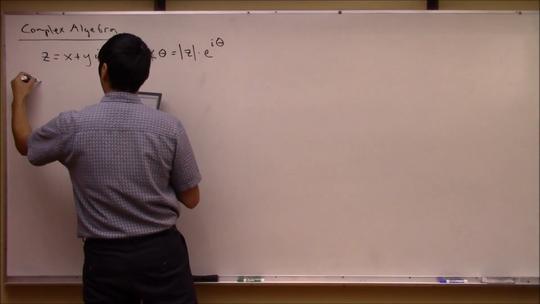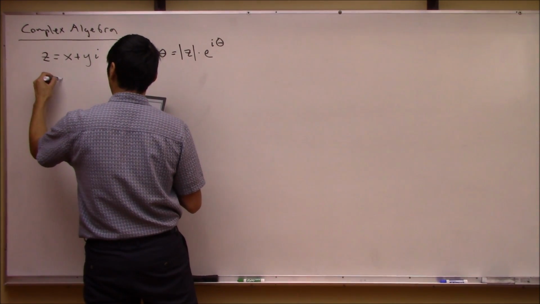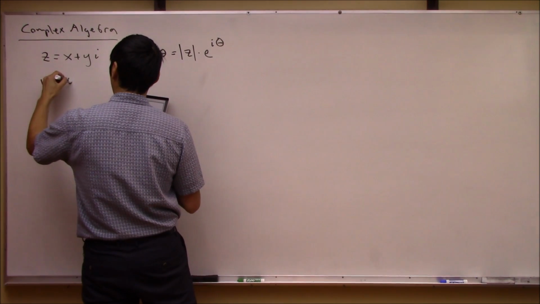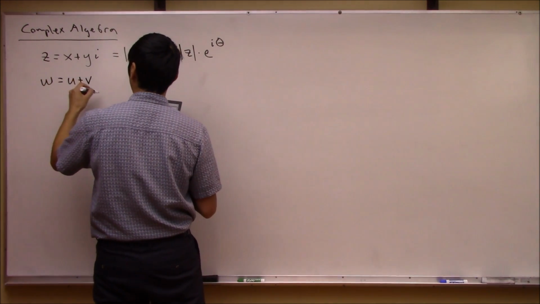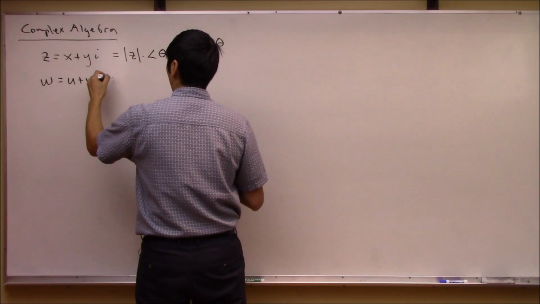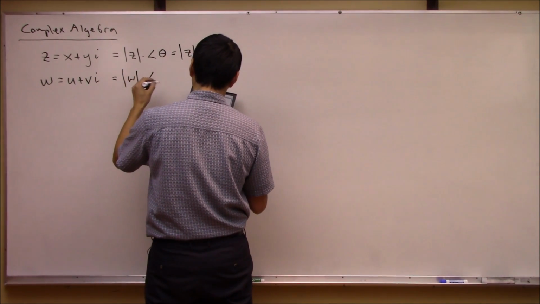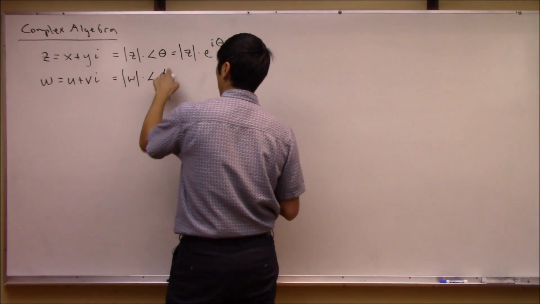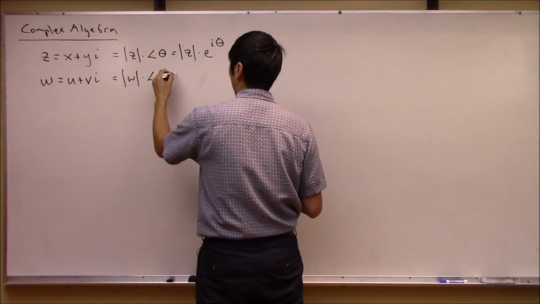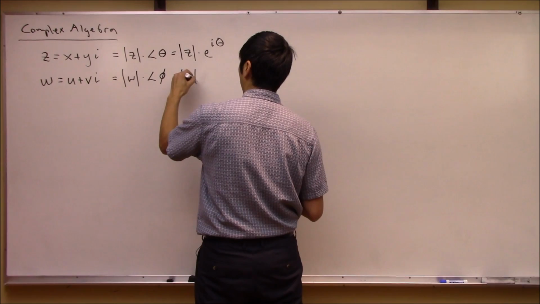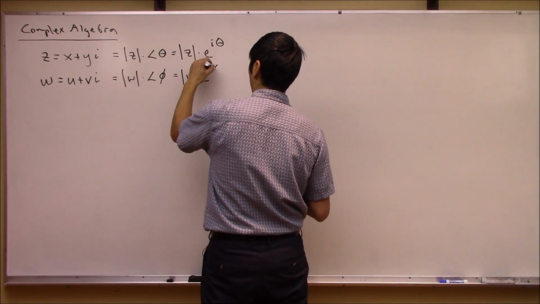So the other complex number we'll consider is w. This has real component u and imaginary component v. And again, you could write this as magnitude of w times e to the i angle. And this angle can be something different, phi. And again, there's no relationship between theta and phi in this case.